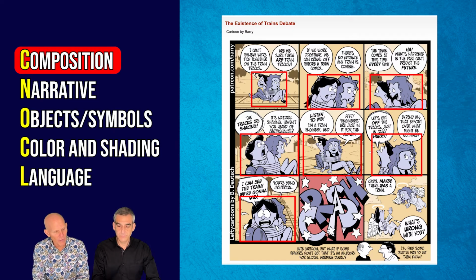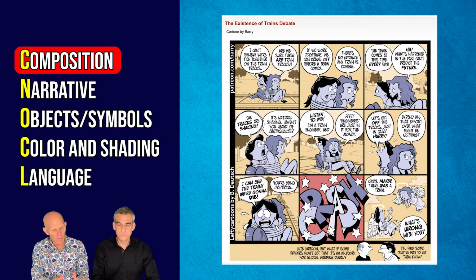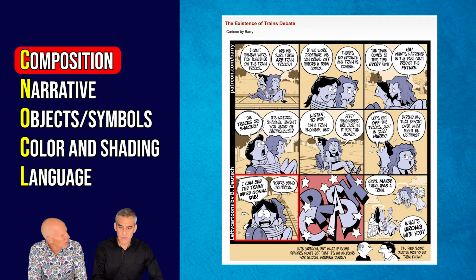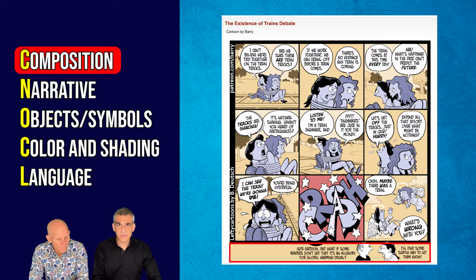We also notice that we have different camera distances. At times we have an establishing shot in panel number 1, and then a medium shot in panels 2, 3, and 4. At times we also have a bit of a close-up shot. Also, holistically, we see that there are 9 panels. And then at the bottom of the cartoon, it looks like there's some commentary where we see the cartoonist himself on the right, Barry Deutsch, talking to a friend. And they're talking about some commentary we'll get to momentarily. So that's the C, composition.